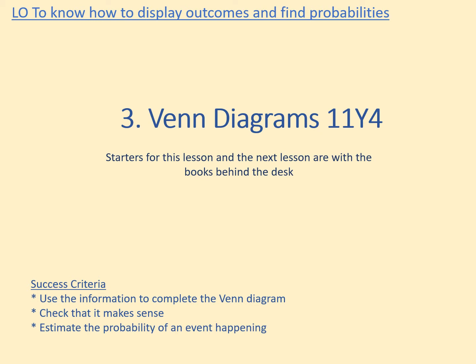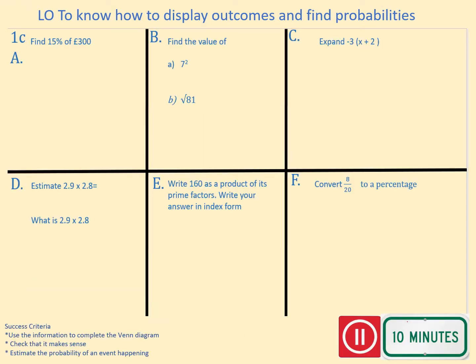Today's lesson is on Venn diagrams. We did start this last lesson, so you do have the booklet already. So let's go for the starter. You have 10 minutes to have a go through this starter. Remember to use the examples that you've already got in your book. Pause the video while you attempt these questions.